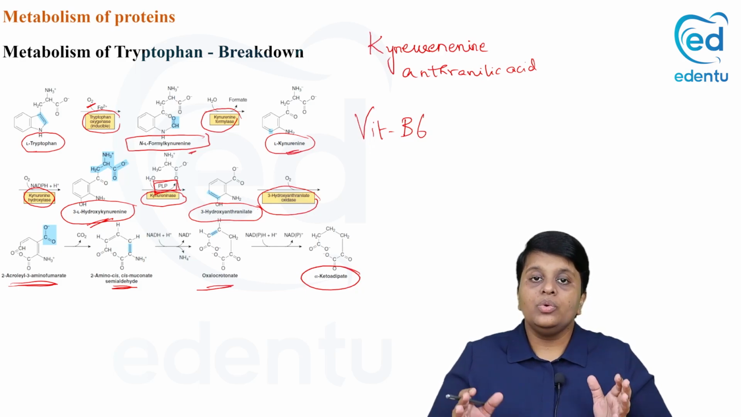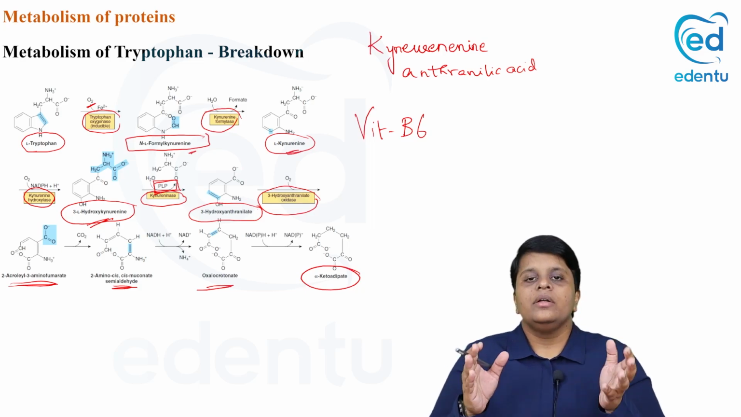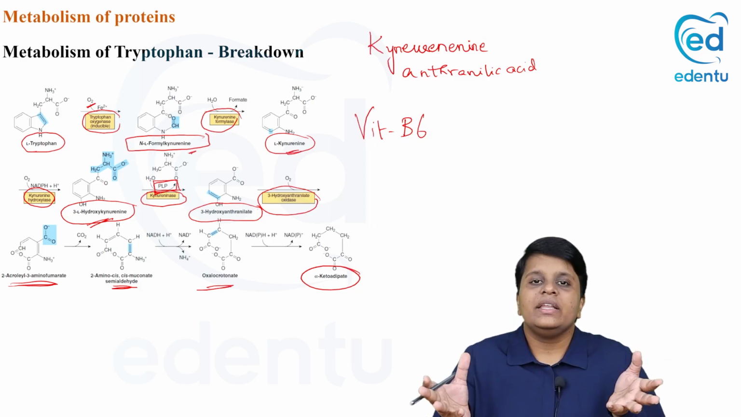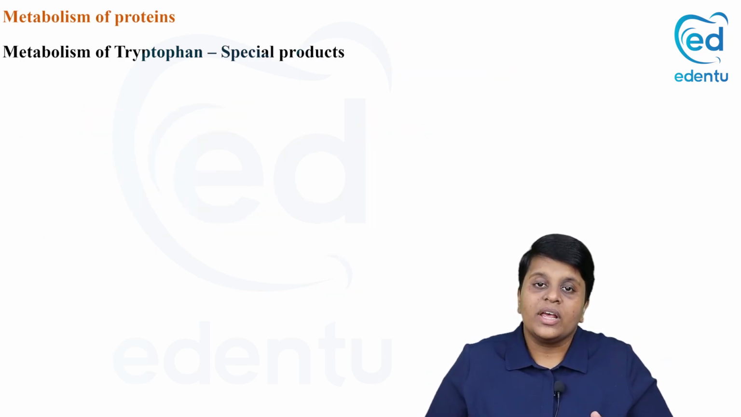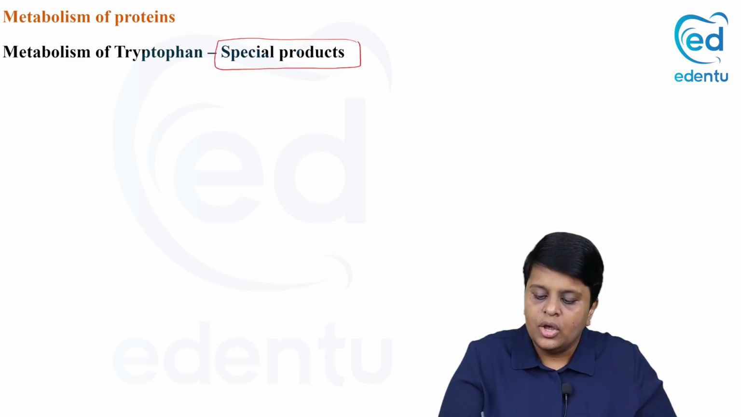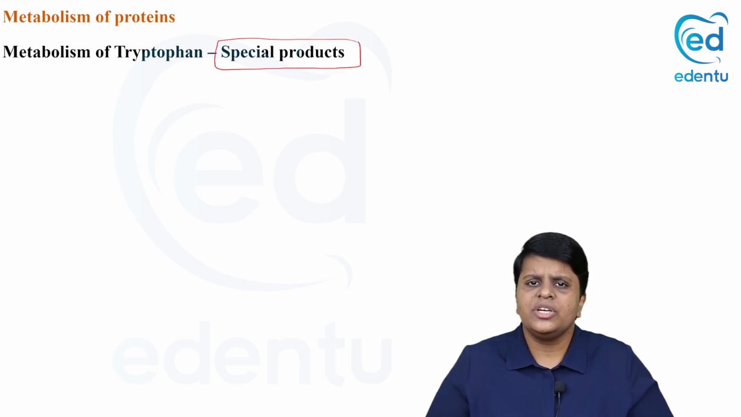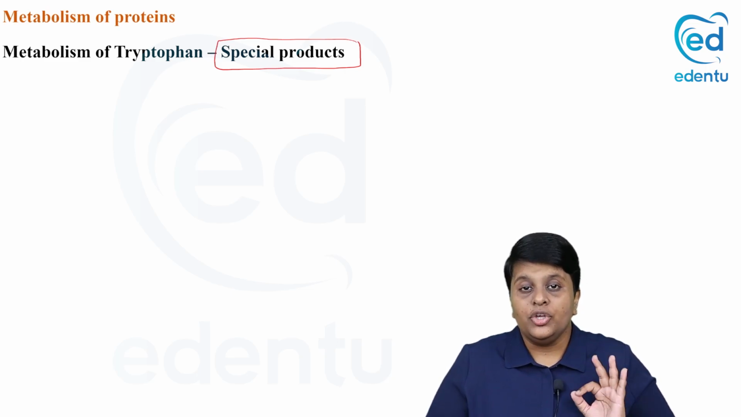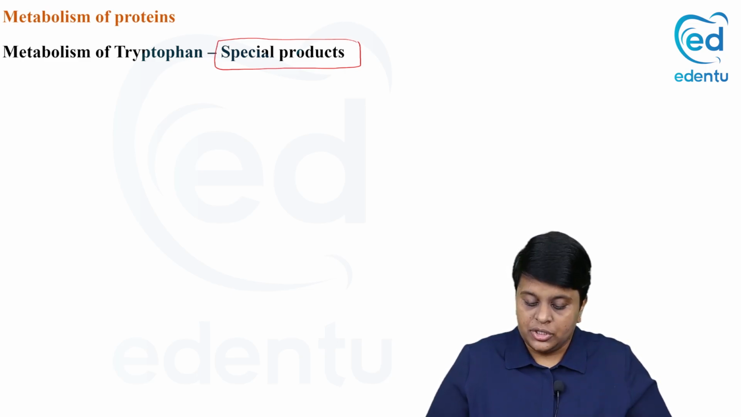Okay, so now you have broken down the tryptophan. There are no steps of synthesis. And the next comes, what are the special products derived from tryptophan? Any amino acid will have a list of products which are derived from them. And here you have 3 different special products.